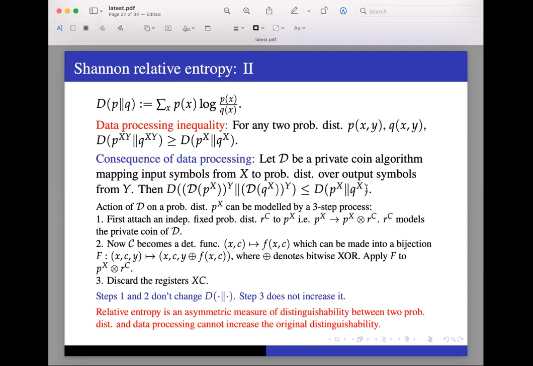So I started off with Px and Qx. Then I went through steps 1 and 2, so I got Pxcy, Qxcy. Relative entropy still remains the same. And then I discard X and C to get Py and Qy. So that can decrease. The moral is that relative entropy is an asymmetric measure of distinguishability between two probability distributions, and data processing cannot increase the original distinguishability. This consequence justifies the name data processing. Is this clear to everybody?